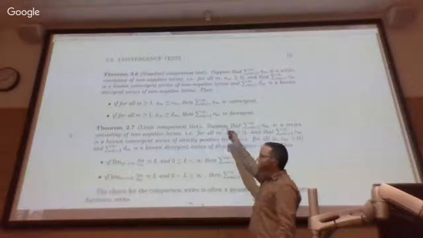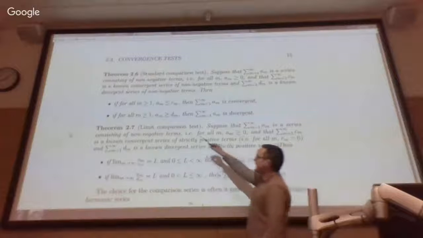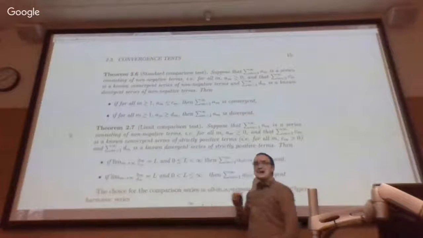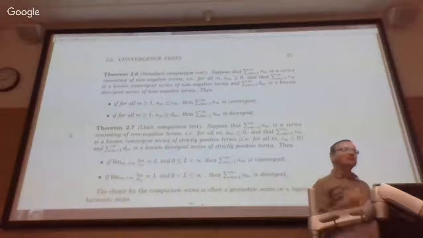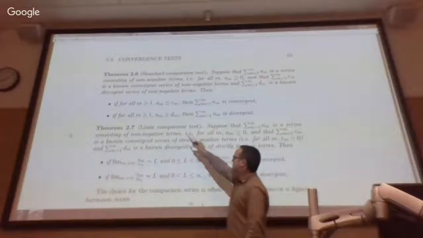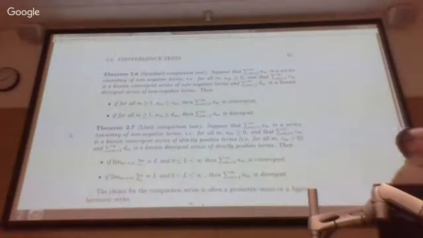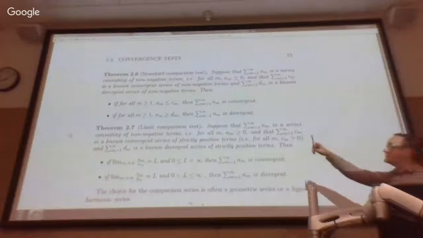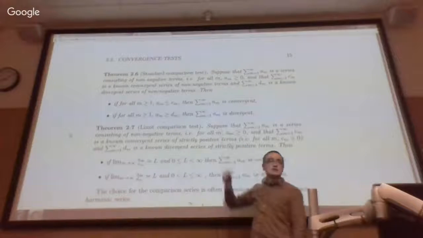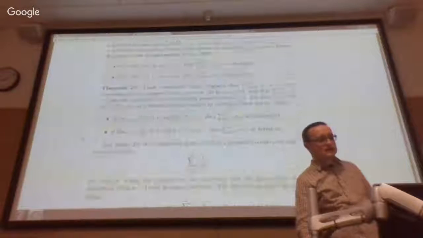And then a similar thing goes for when you're reaching a conclusion of divergence. If you show that an is greater than or equal to dn, where the dn are the terms of a divergent series, well, if it's diverging, that means the dn aren't behaving well enough. They're not converging to 0 fast enough. And so if our an's are greater than those dn's, then neither are the an's converging to 0 fast enough. So if the sum of the dn is divergent, then so will the sum of all the an's. That's what's known as the standard comparison test.